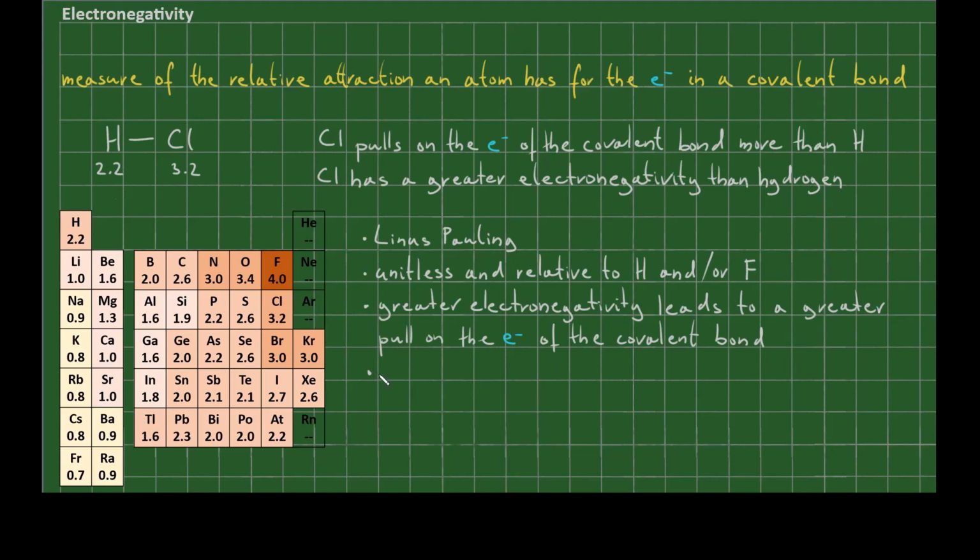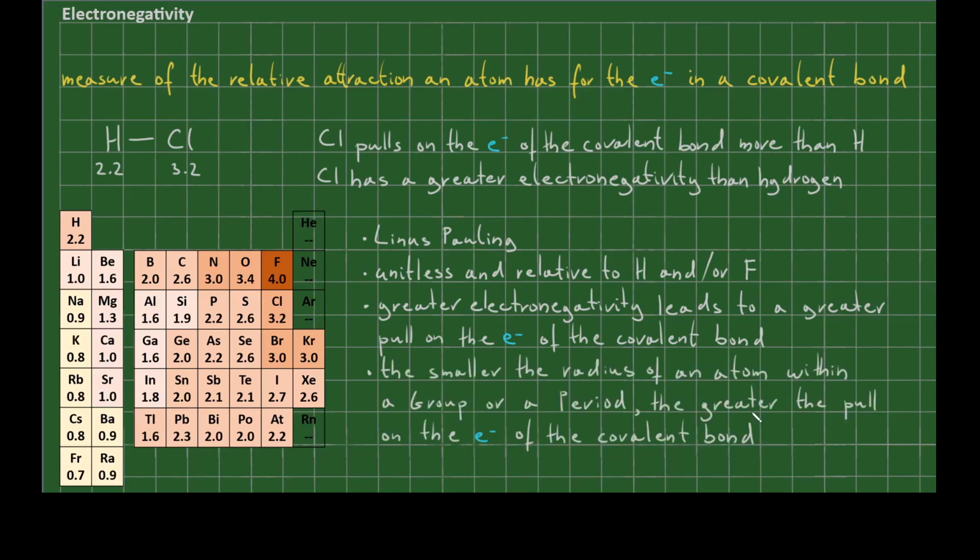There is one final point I would like to make, and it has to do with atomic trends within the periodic table. The smaller the atomic radius of an atom, the greater its pull on shared electrons. Recall that as we go across a period, or up a group, the atomic radius decreases. This in part is why fluorine is the most electronegative atom. So if you pair anything else with fluorine, the fluorine will pull on the electrons of the covalent bond more.